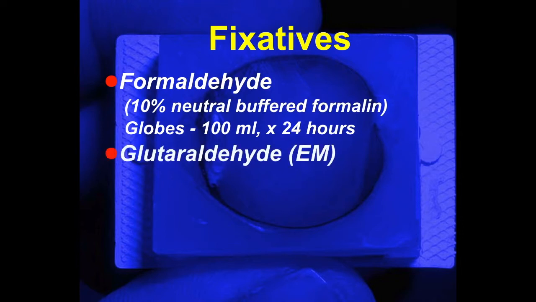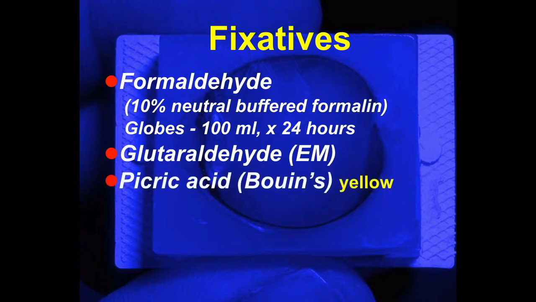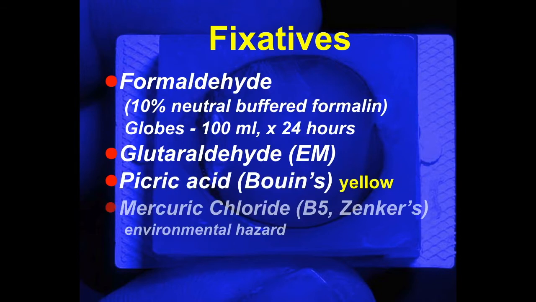The fixative glutaraldehyde is used for electron microscopy. Bouin's solution, which contains picric acid, is used in many surgical pathology departments. It is not used in ophthalmic pathology labs because it hardens the tissue and stains it yellow. Mercury-based fixatives like B5 and Zenker's no longer are used because they are environmental hazards.